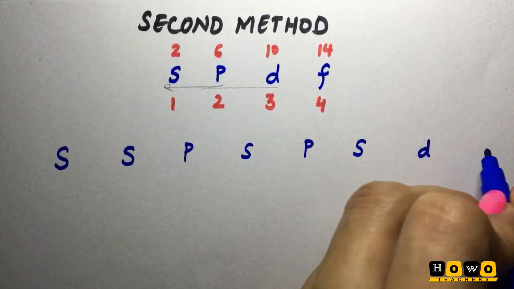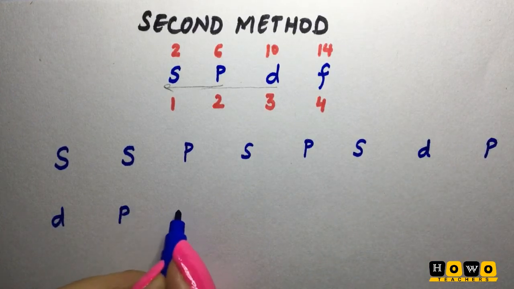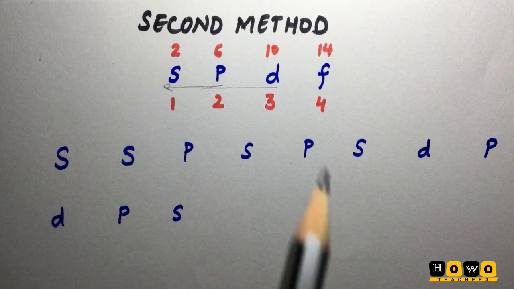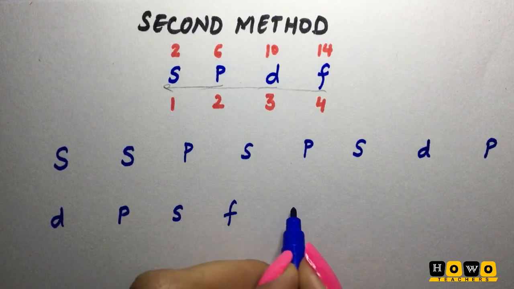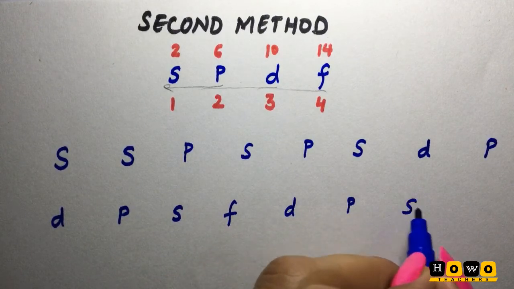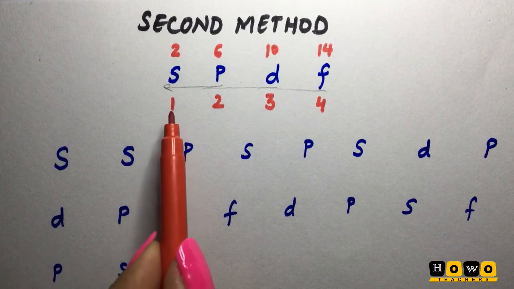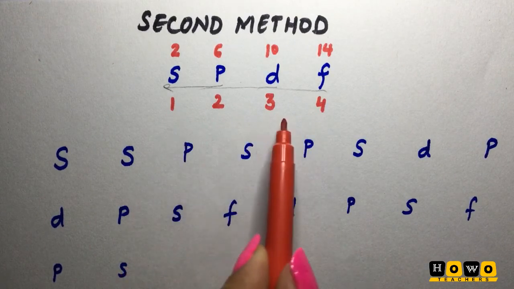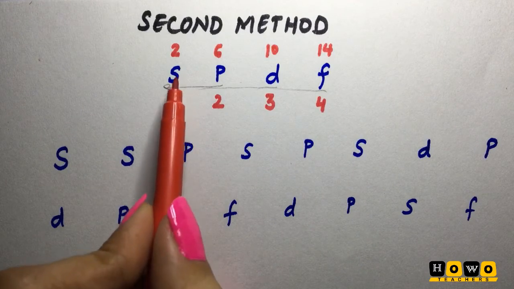Now next, let us include D also and write it 2 times. D, P, S, D, P, S. Now the last that is left, that is the F. So let us include F also. F, D, P, S, F, D, P and S. Now let us give them the numbers, that is the orbital number. So orbital number will be given according to the numbers that we have given at the base.